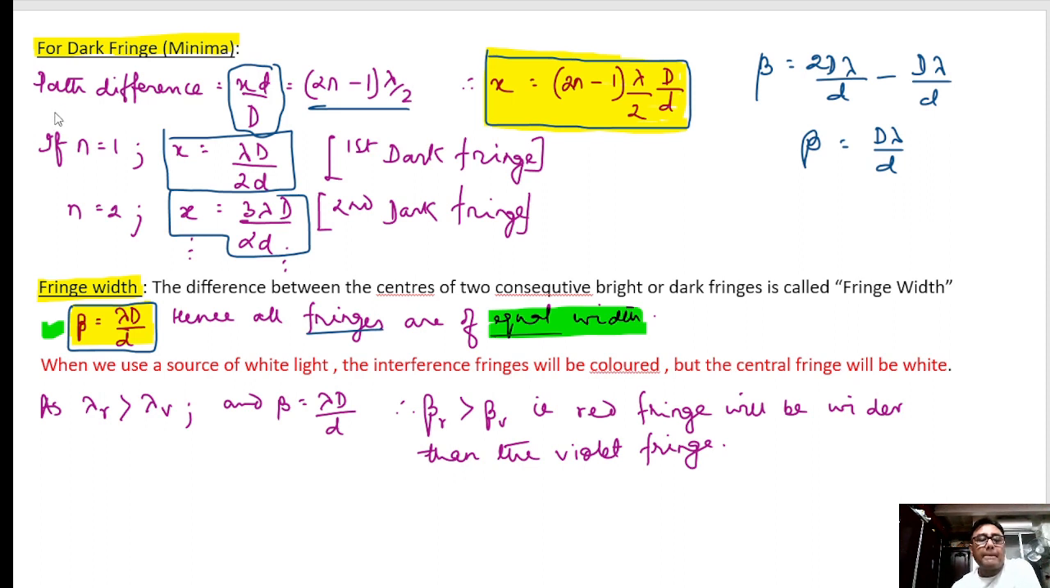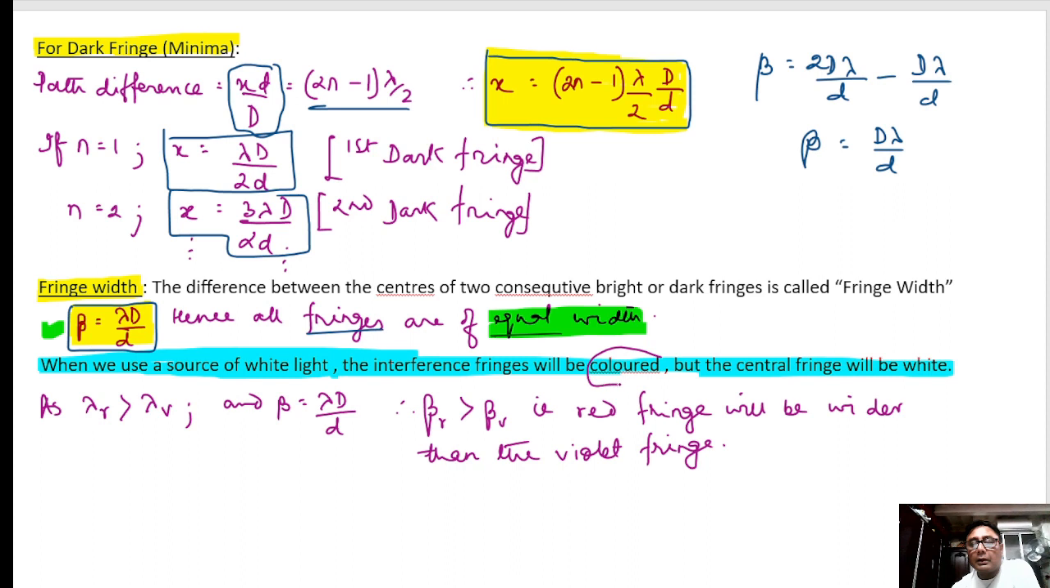Next, when we use a source of white light, please watch here, the interference fringes will be colored, but the central fringe will be white. Very important. They ask you what will happen if we use white light. The interference fringes will be colored and the central fringe will be white, because all the colors will fall on that.